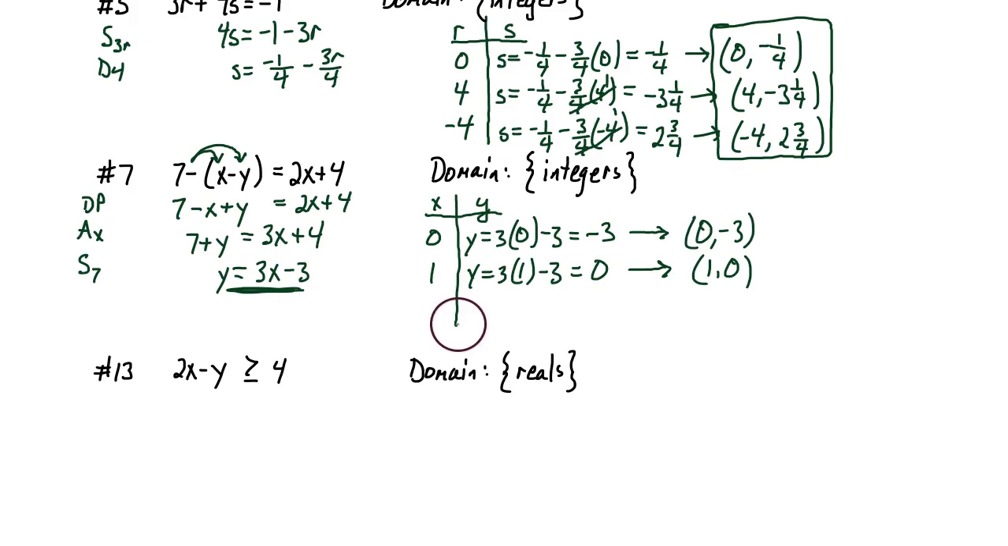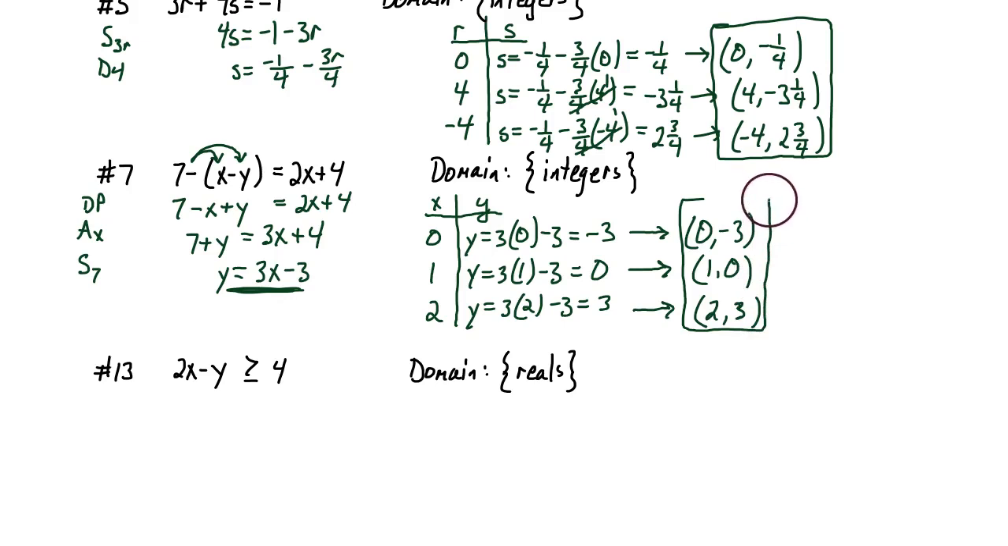Okay, let's choose another integer. We could try more positive integers. We could even use negative integers. I'm going to use 2. y equals 3 times 2 minus 3, and that turns out to be 3. So as an ordered pair, a root is (2, 3). Here are 3 roots to the original equation.